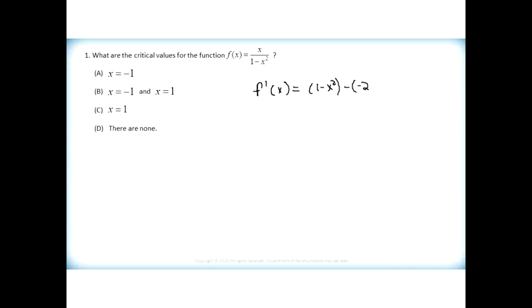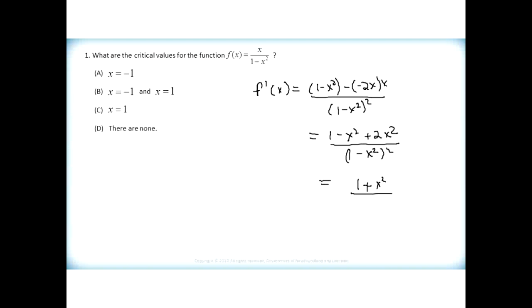Subtract the derivative of the denominator multiplied by the numerator, all over the denominator squared, so 1 minus x squared, squared. That sounds funny. So 1 minus x squared, and then we're going to have plus 2x squared all over 1 minus x squared, squared again. So that will give us 1 plus x squared in my numerator, and then in the denominator I have 1 minus x squared, squared again.